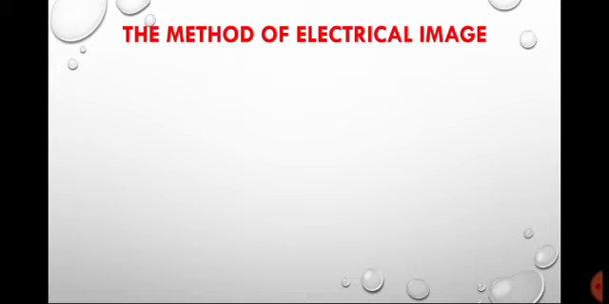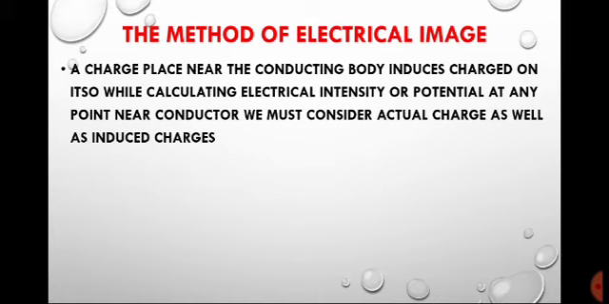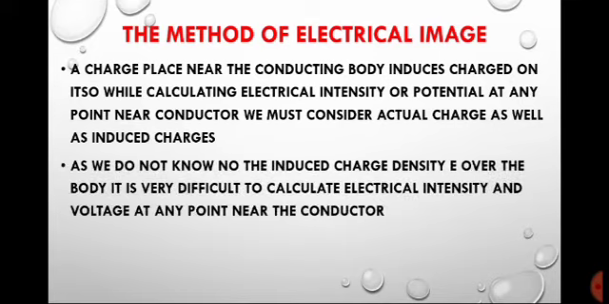Now let us move towards the method of electrical images. A charge placed near a conducting body induces charge on it. So while calculating electric intensity or potential at any point near the conductor, we must consider the actual charge as well as the induced charge. As we do not know the induced charge density over the body, it is very difficult to calculate electric intensity and voltage at any point near the conductor.